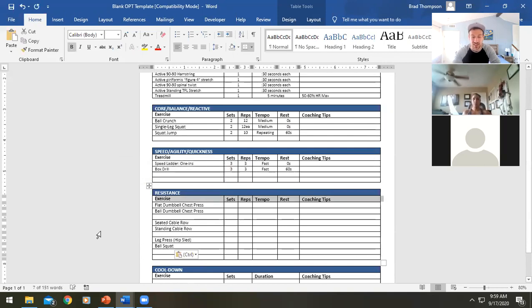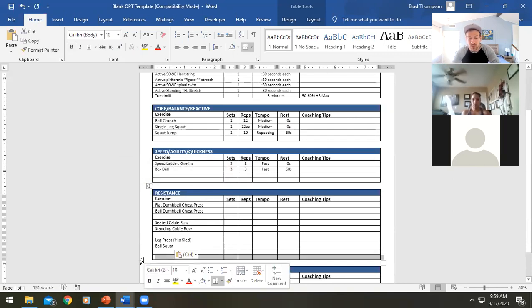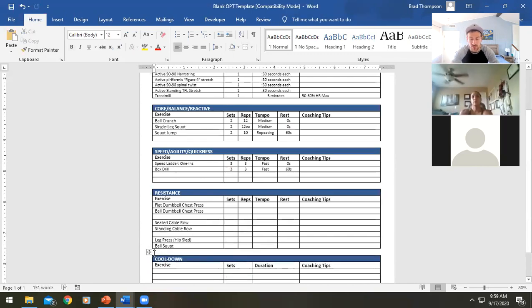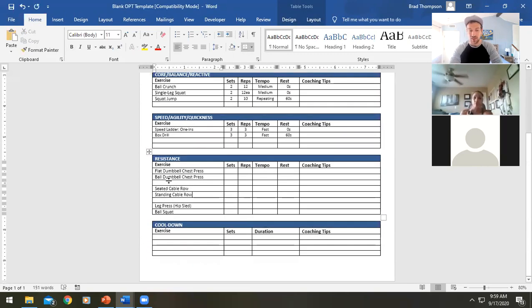There's our superset techniques. That is unique to the strength endurance phase. Now I did something here that I like to do with my clients, which is I signify that it's a superset by grouping them up and then leaving a gap. You don't have to do that. Just write it in your coaching tips.